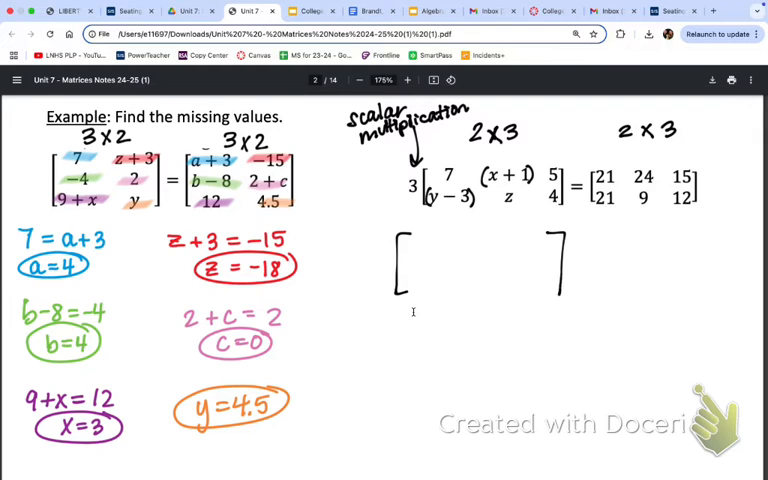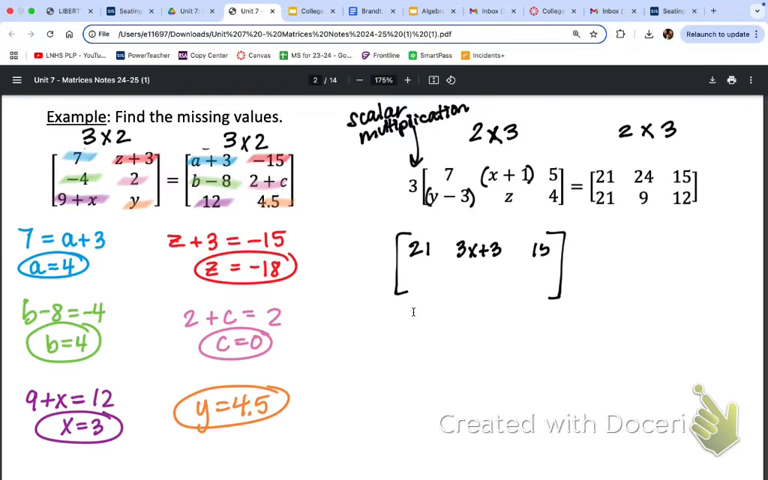So we're going to rewrite this 2 by 3 on the left. And you'll notice that I put x plus 1 and y minus 3 in parentheses because you do have to make sure you distribute to both of those terms and those elements. So 3 times 7 is 21. 3 times x plus 1 is 3x plus 3. So I'm going to go ahead and do the distribution now so I don't have to deal with it later.